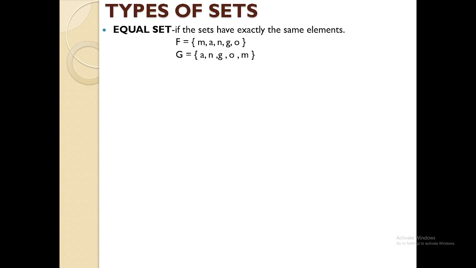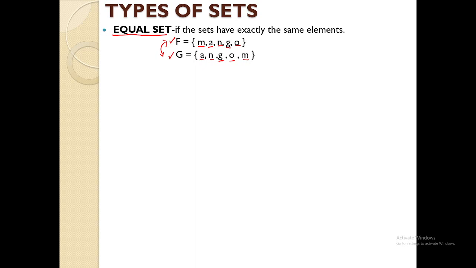They have the same elements, sir, but their arrangement is different. Correct. If I check, there is letter M, letter A, letter N, letter G, and letter O. Whatever is in F and in G, if they are the same, even if the elements are interchanged or jumbled, then you call them equal sets.